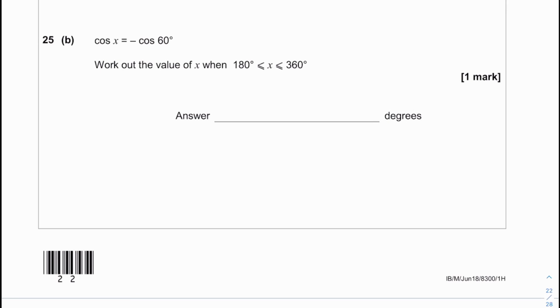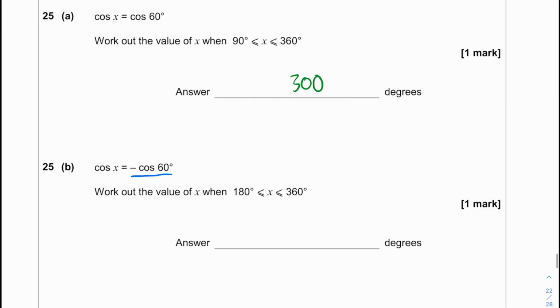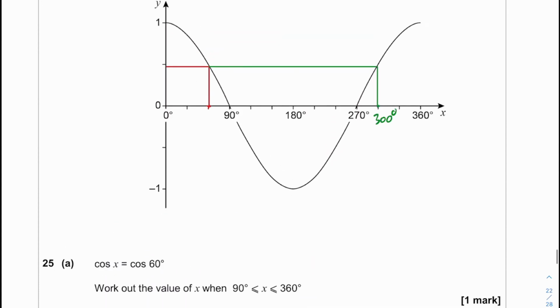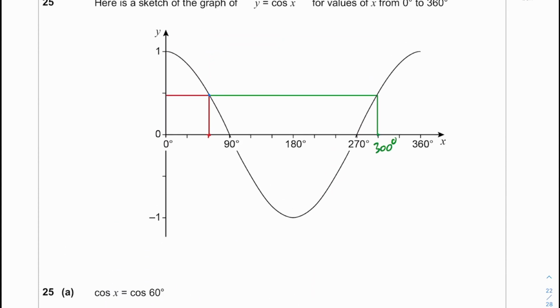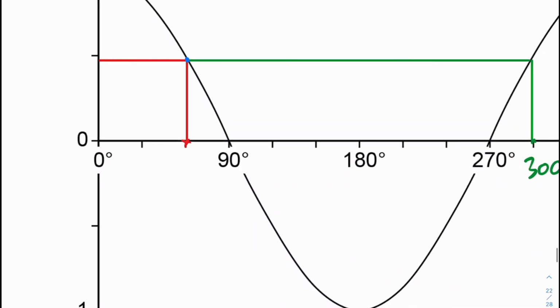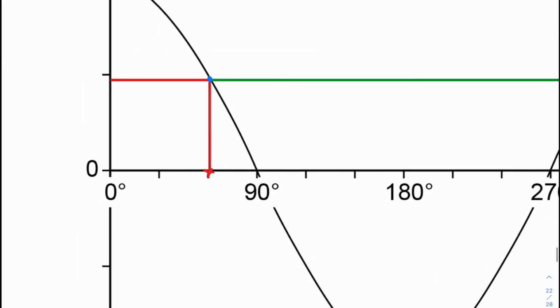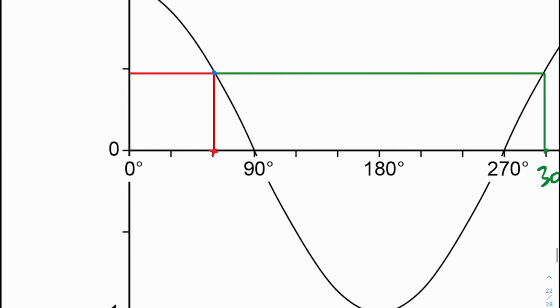Question 25 part B, we are told that cos x is now equal to the negative value of cos 60, and we need to work out the value of x when it is between 180 degrees and 360 degrees. So the first thing to do is mark on negative cos 60 on our graph. So if we go to our point cos 60, which is here, what we can see is when x is equal to 60, if we go up from this red line and across, we get this point here. So the negative value of this, we go down the same amount and across, okay?